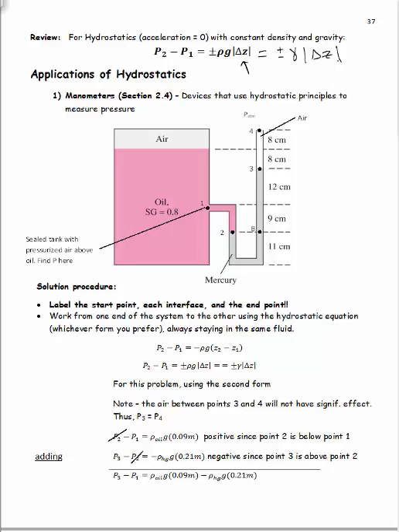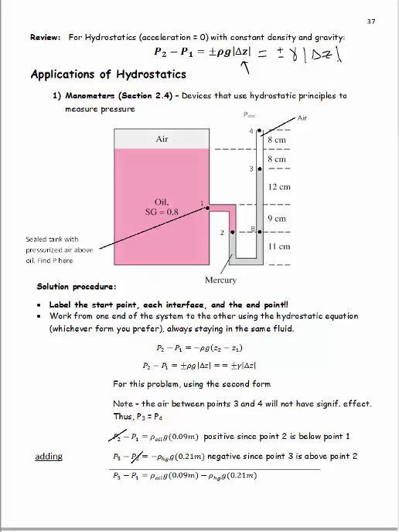Okay, so what we're going to do now is a few applications of hydrostatics. And the first one is manometers. And manometers are pressure measuring devices. They're very simple, and that's why they're great. And they're pretty accurate too. They're so simple actually that you can easily build one yourself. And what it does is use this hydrostatic principle in order to measure a pressure difference.